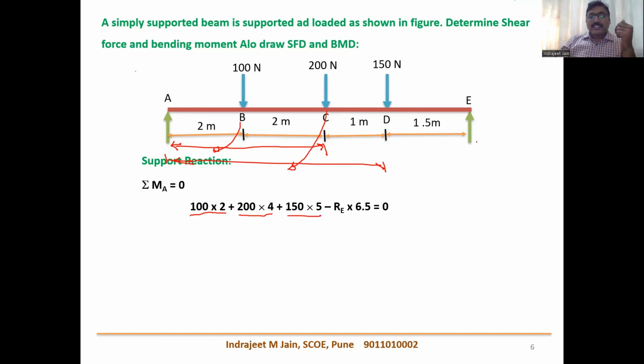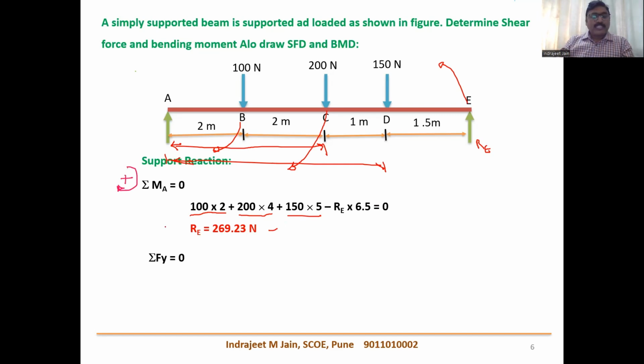Then after that, this reaction RE is rotated anti-clockwise and its perpendicular distance is 6.5. By this, you will get the support reaction RE. So after calculating this value, RE will be equal to 269.23 Newton. The sign convention I explained, that is clockwise.